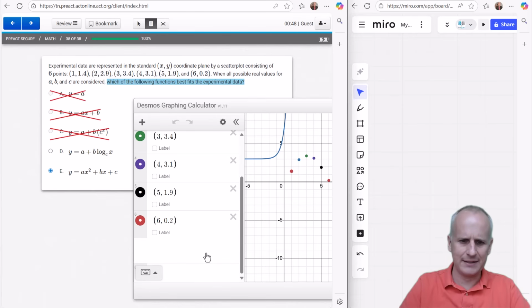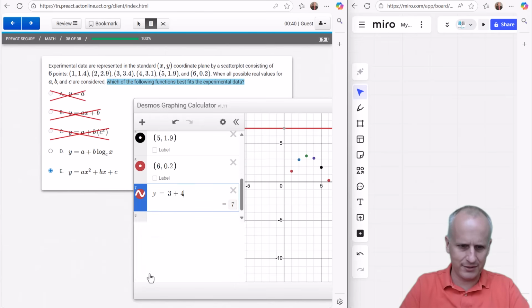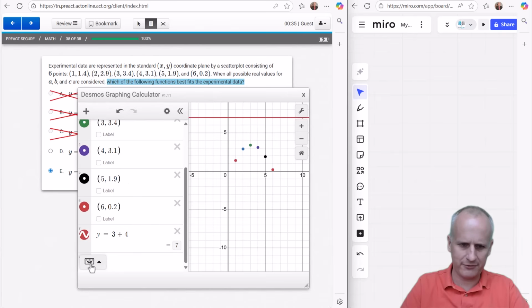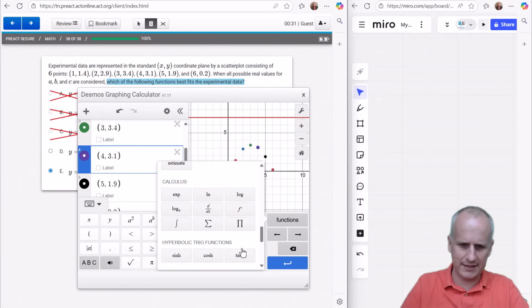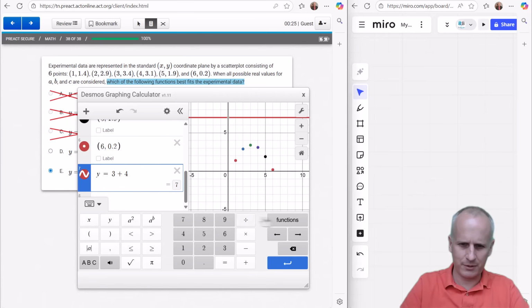And then lastly, we can actually put in y equals, we'll just do 3 plus 4, and I actually do have the capacity, if I move this over a little bit, to get to my functions, I can scroll down and get a little log. Oh no, put it up there. You don't want to go there. You need to get it right down here. We're going to put in our function.